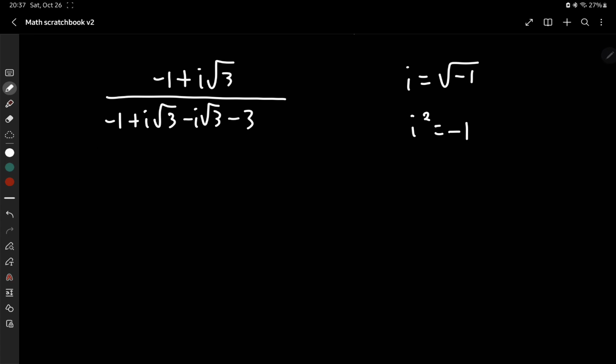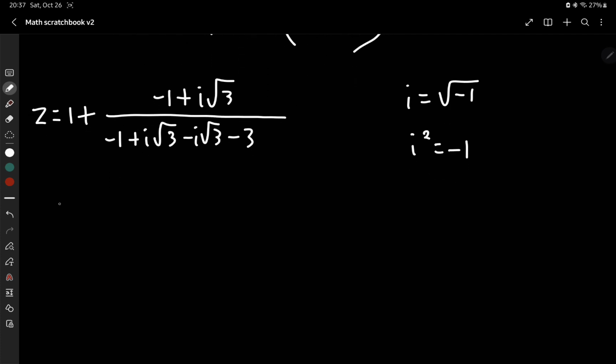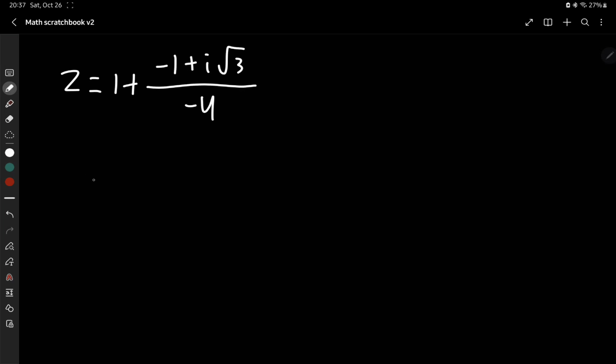So if we go back, or we should probably do the 1 plus there. So if we go back and simplify all this stuff, we get z equals 1 plus -1 plus i square root 3 over -4. Because those terms, it's 1 minus 1, for example, it's just 0, so that cancels out. And if we further simplify this, we get z equals 1.